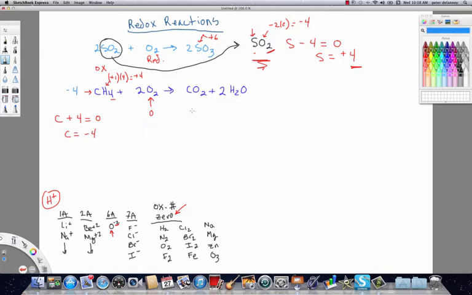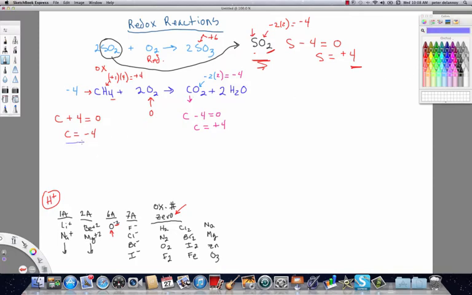-4 for the carbon. Now we come over here to the water and the CO2. Let's deal with the CO2 first. Again, for the oxygen, in the vast majority of situations, it's going to be -2. Since there are 2 oxygens in CO2, the net on the oxygen in the compound is going to be -4. So to find the carbon, we set up our equation. It's going to be C - 4 is equal to 0. So my carbon is going to be +4.